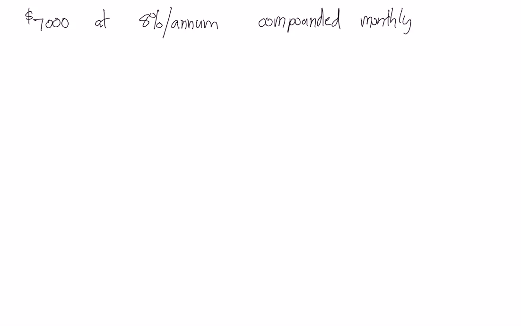So let's suppose we have $7,000 and we're going to invest it at 8% per annum. That's another phrase that's used sometimes. Annum is just a Latin word for annual, which means per year. And let's suppose it's going to be compounded monthly for 2 years. So in this case, our formula is the same.